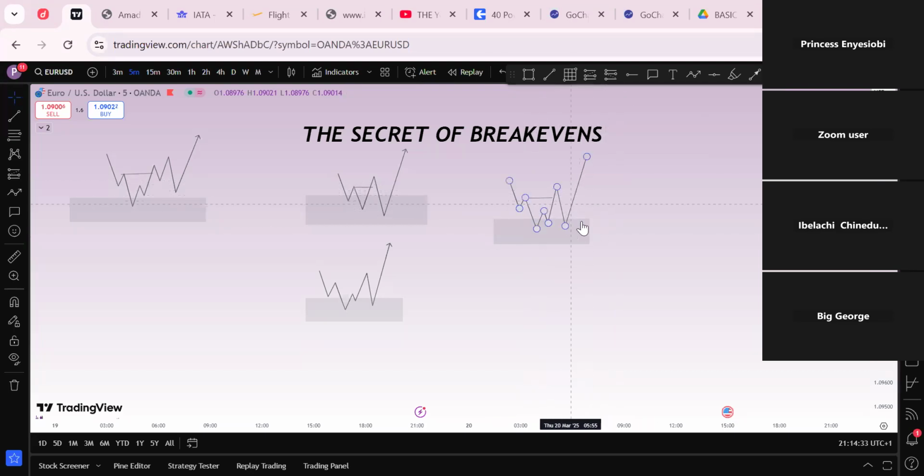Okay, that's the QML pattern. So price comes back, takes out this low and keeps going, and they've lost out on this profitable trade. They're not going to set break evens anymore without understanding what just happened here.